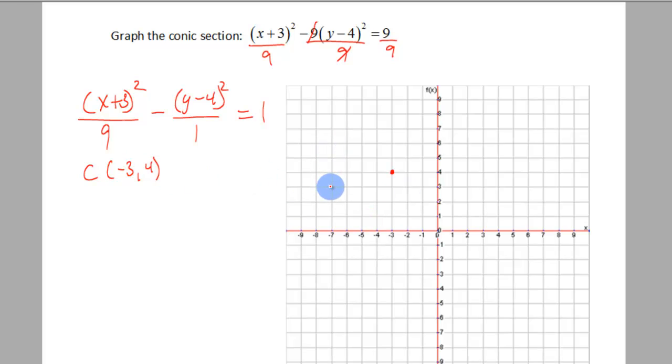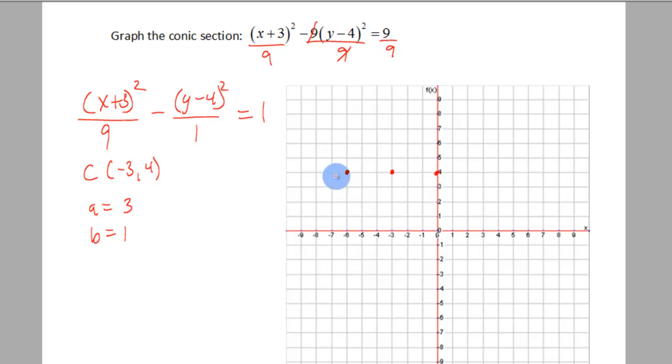Now we want to find the vertices of my hyperbola. Well, that's the a value. So my a value in this case is 3, and my b value is 1. So I go over here, and now it's opening left and right, so I go 3 left, 1, 2, 3, and 3 right, 1, 2, 3, right there. Okay? So those are the vertices of the hyperbola.